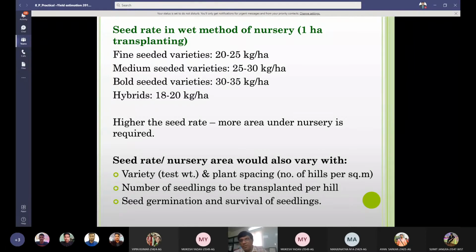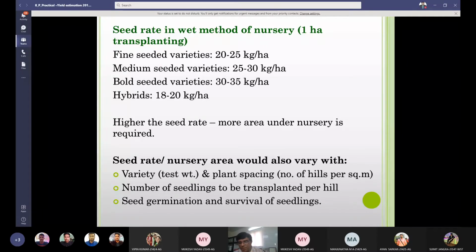Another point is that if you have a 20 to 25 kg seed rate, the nursery area will be comparatively less than for the bold seeded variety, which needs 30 to 35 kg per hectare on an average. Seed rate and nursery area will also vary with variety, test weight. You have seen the test weight of the variety, and plant spacing.